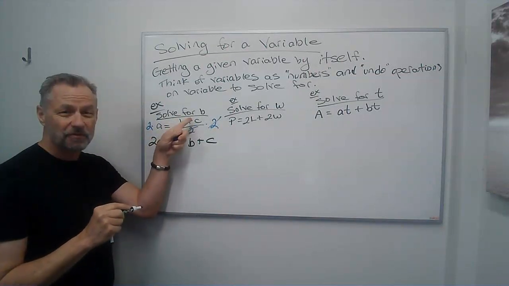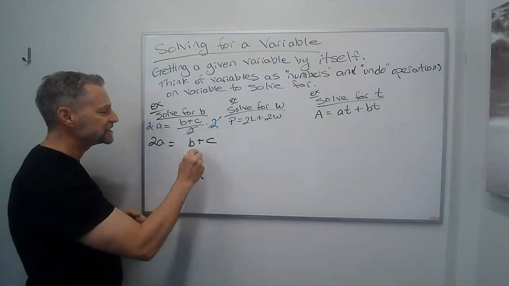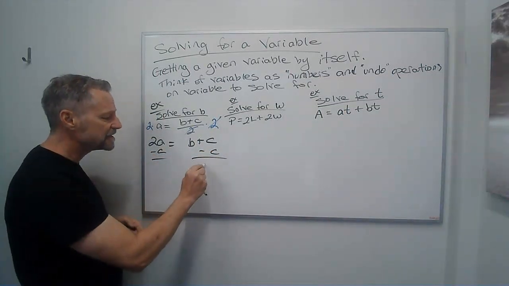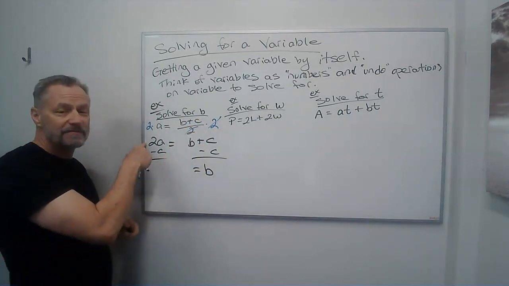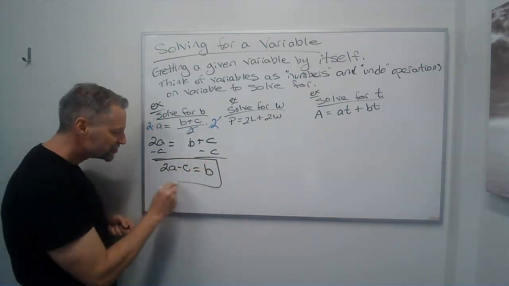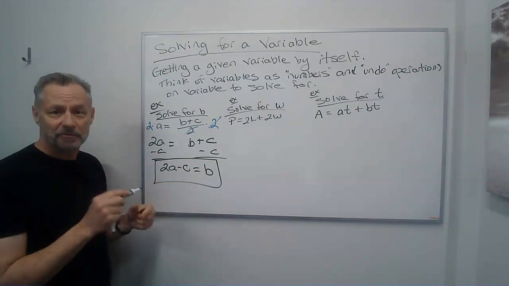Again, I'm trying to solve for b. Well, the opposite of adding c is subtracting c. If I do the same thing to both sides, that's legal. The c's cancel out, that just gives me b. And so I have 2a minus c, and I'm done. So I've solved this original equation for a different variable, to solve for b.